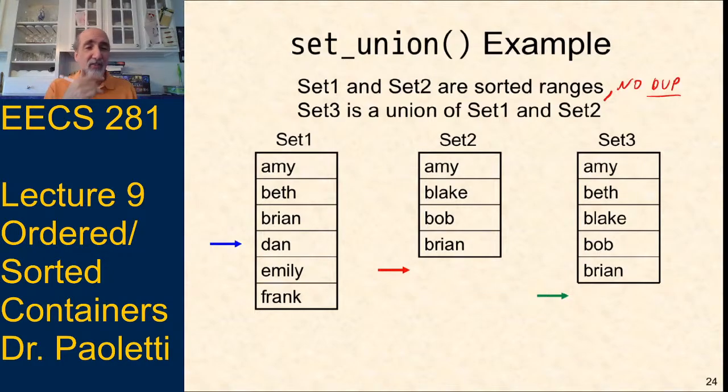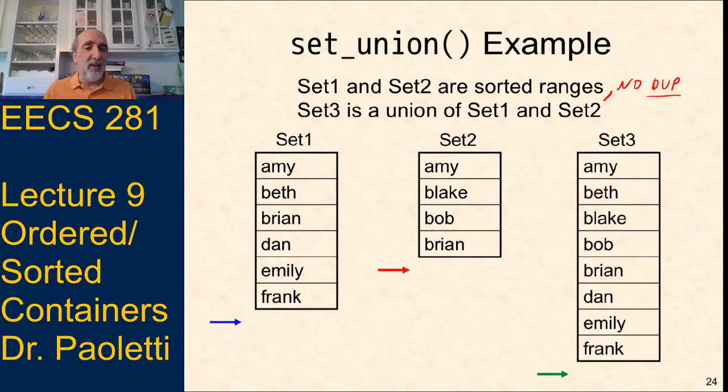Now, when I'm at the end of set 2, what I could say is, hey, everybody left in set 1, let's just copy you to the output one at a time. So Dan gets copied, Emily gets copied, Frank gets copied, and we're done. We've produced the union of set 1 and set 2. For that to happen, the iterators into set 3 had to be valid. They had to be able to put things there. We'll talk about how to do that in a few minutes.